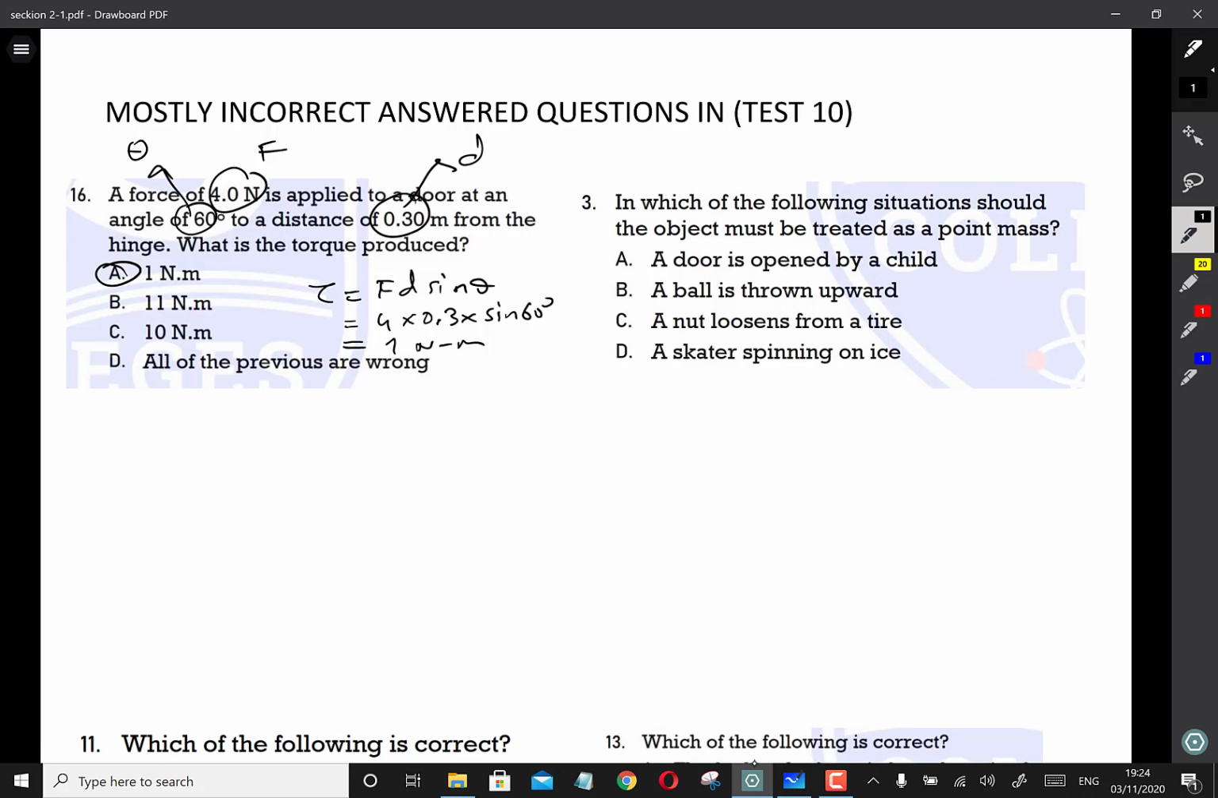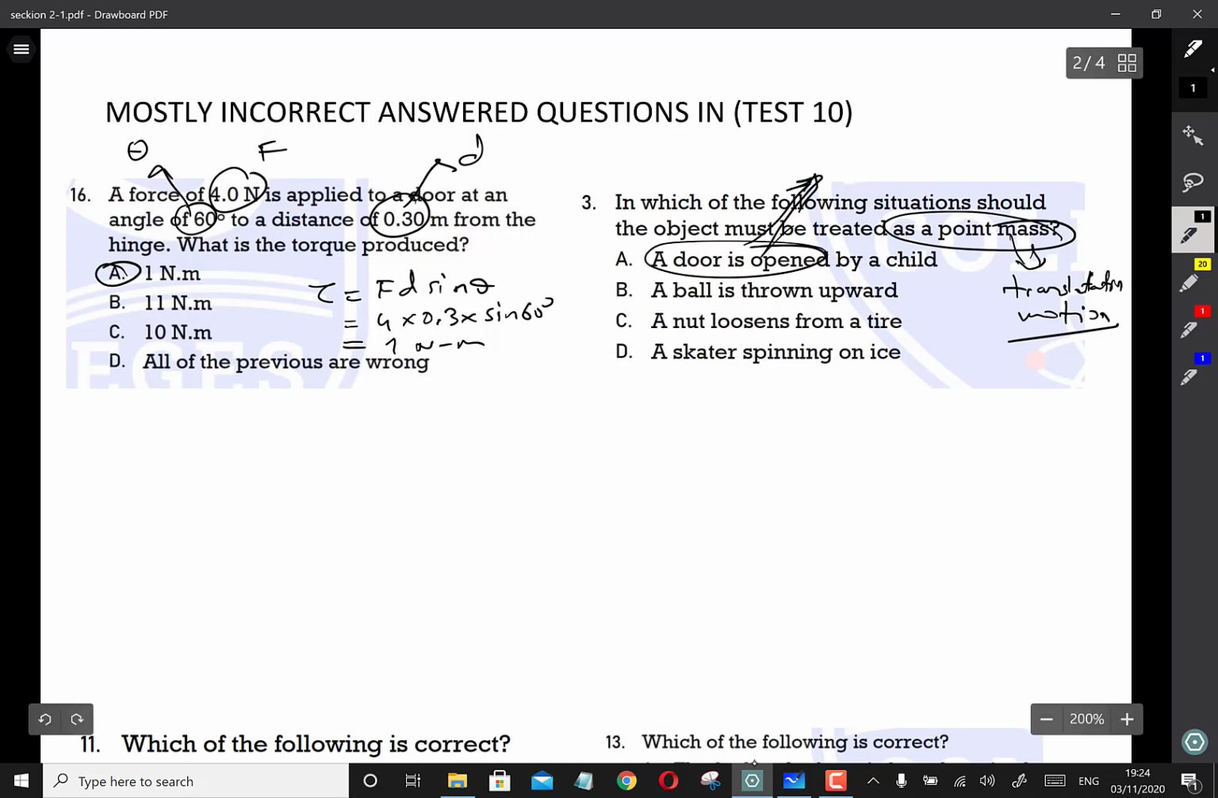And question number 3. In which of the following situations must the object be treated as a point mass? So we treat the object as a point mass if the sentence talks about translational motion. A door is opened by a child. When the door is opened, it rotates, so it's talking about rotational motion. A ball thrown upward goes up and down. It's talking about translational motion. Yeah, this is the answer.